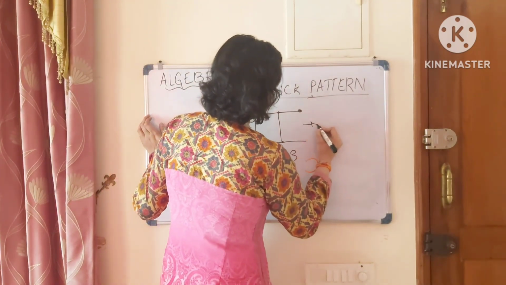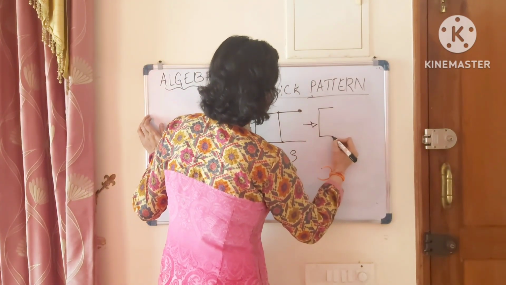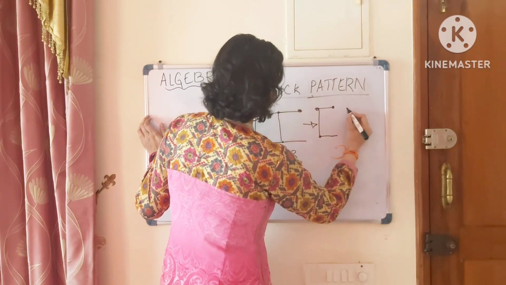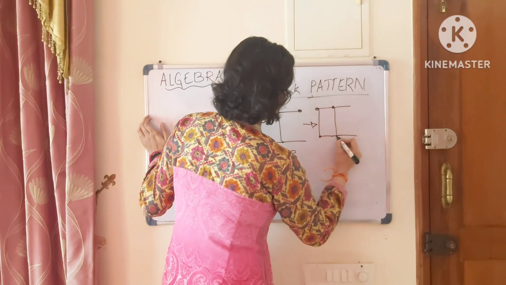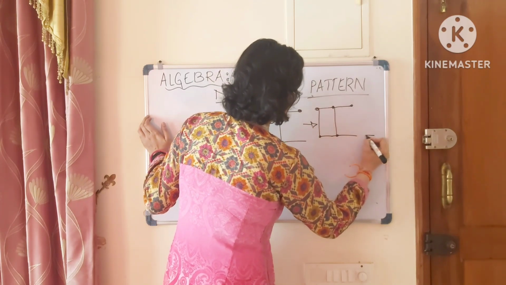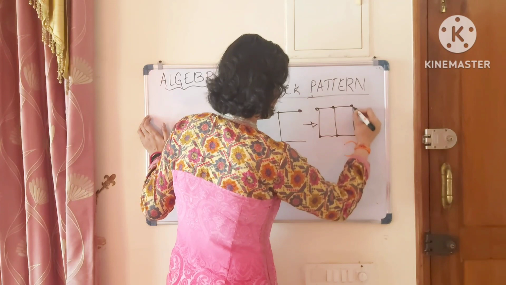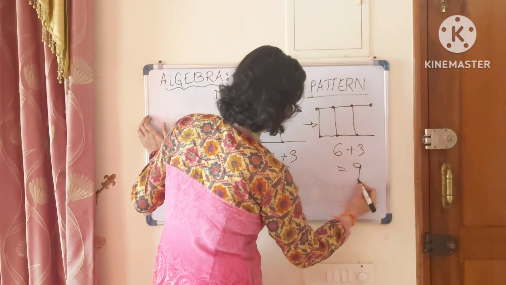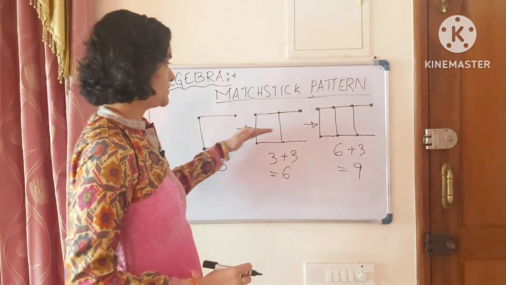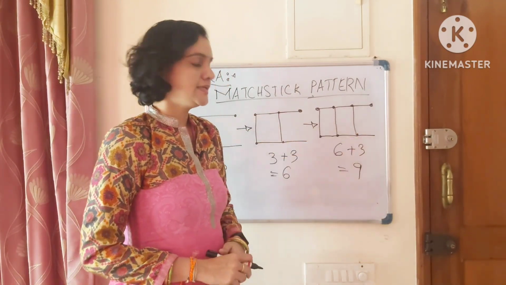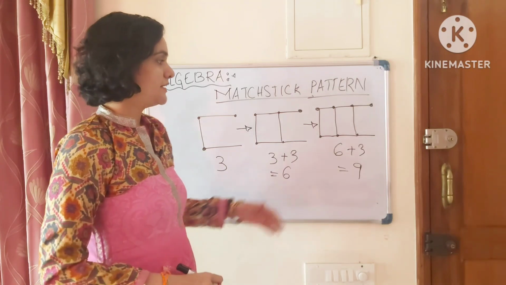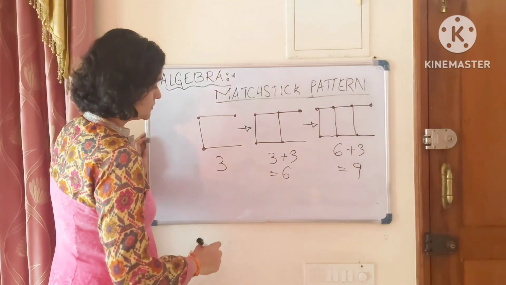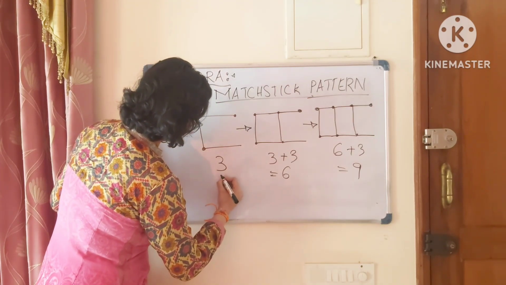Now again, if I decide to add one more C in the third step, then I add 3 more matchsticks here. So 6 plus 3, 9. So can you see a pattern over here? Each time I am trying to add one more C using matchsticks, I am adding 3 more matchsticks. So for the first step, it was only 3.